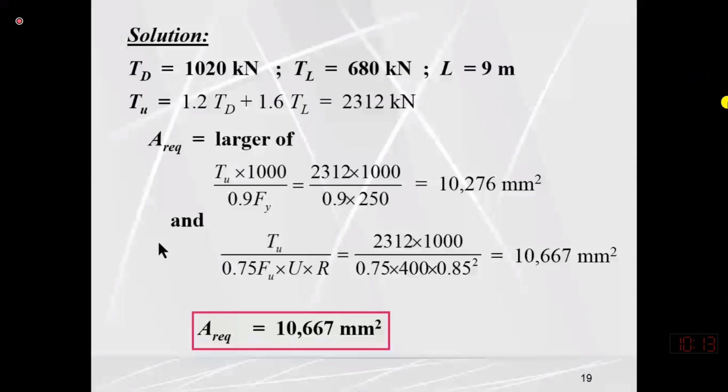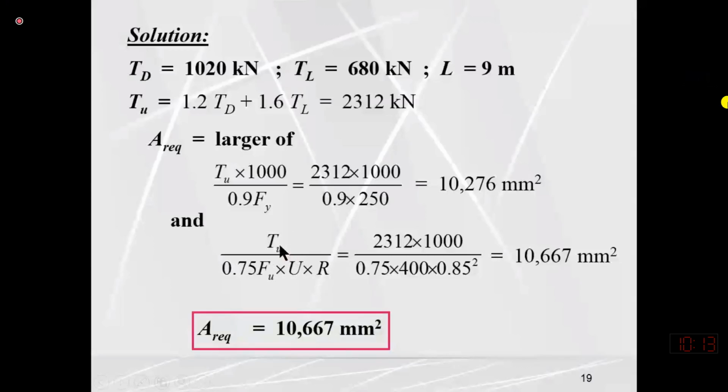So we are not provided with the effective area or net area. This means that we need to convert our area into gross area. So U is multiplied with the effective area to convert it into net area, and then R is multiplied with the net area to convert it into the gross area required. Okay, here I need to explain something.